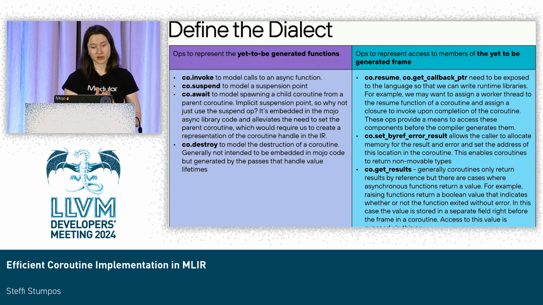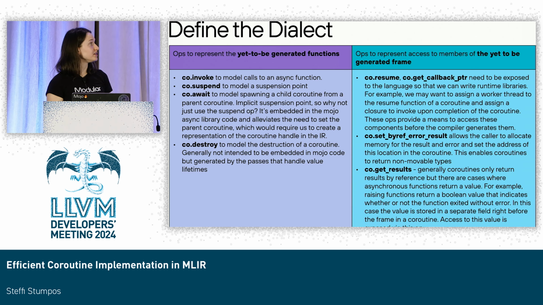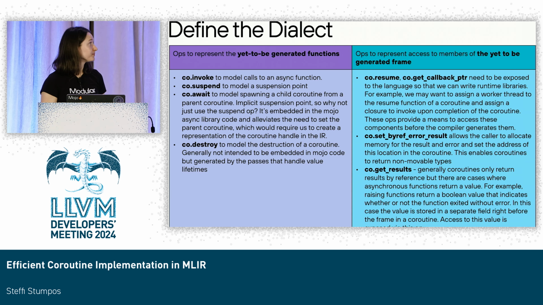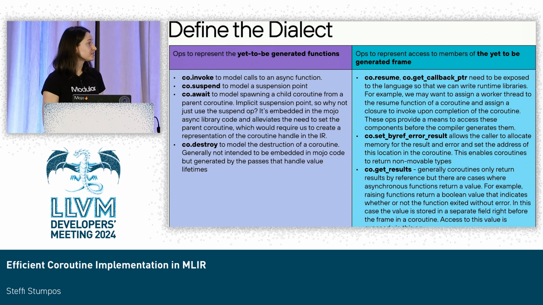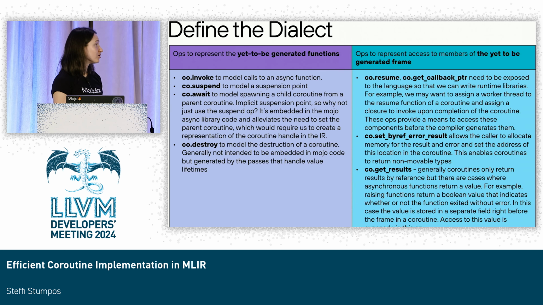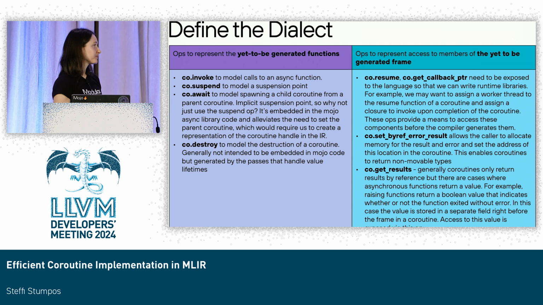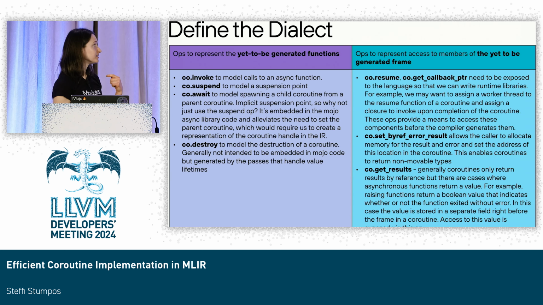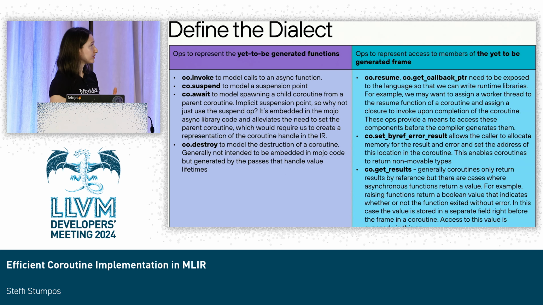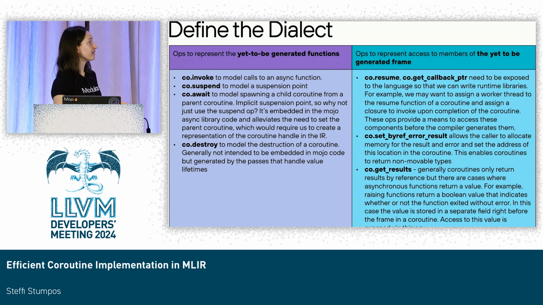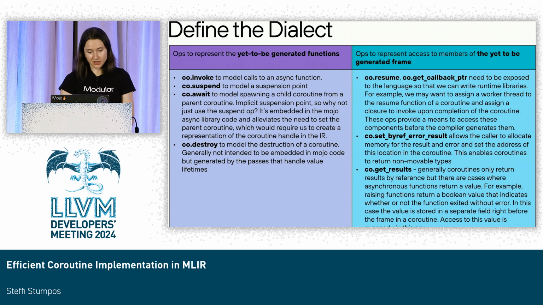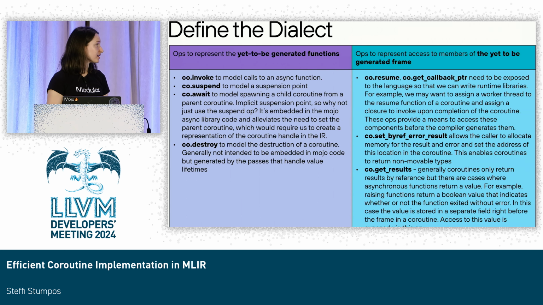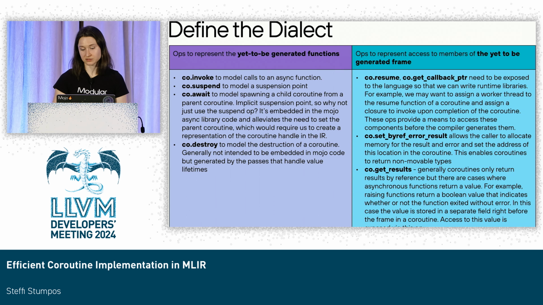So I'm going to focus on coro.invoke, which is a call to the yet to be generated ramp function, coro.suspend, which represents a suspension point in a function, coro.await, which is an implicit suspension point that also represents setting some fields in the spawned child coroutine. So if I have a coro.await, I want to set the callback to the parent coroutine. So instead of writing all that out every time, we have a succinct way to represent it. And then coro.destroy, which is generally not embedded in the language, that's going to be emitted by other passes that are responsible for handling lifetimes.